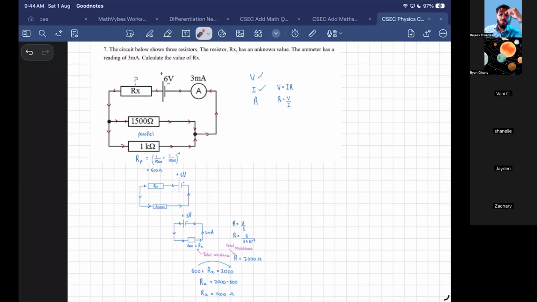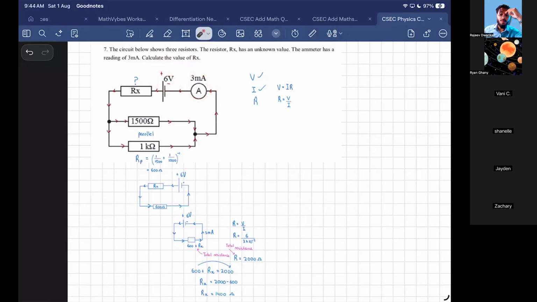Now to find the remaining resistance, you use R equals V over I, voltage over current. Wait. You said remaining resistance. It's not remaining resistance. Let me ask that question. This 3 milliamps here, that's the total what? Current. And this is the potential difference. So if you use these two, what are you going to find for the circuit? Total resistance. Yes, that is what I want to hear.